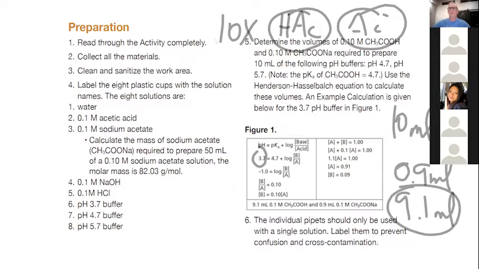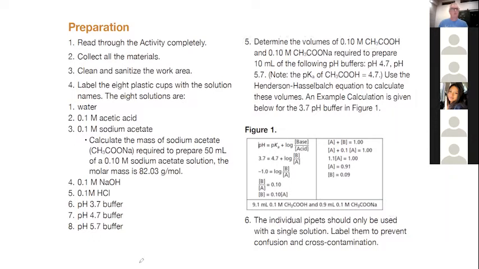So if we were making 100 mils, it'd be 91 mils of one and 9 mils of the other, but we're only making 10. And you know, if it's 9 to 1, that's probably fine, because it's going to be really hard for us to measure 0.9 mils, believe me. So if you get 9 to 1, that'll work just fine.